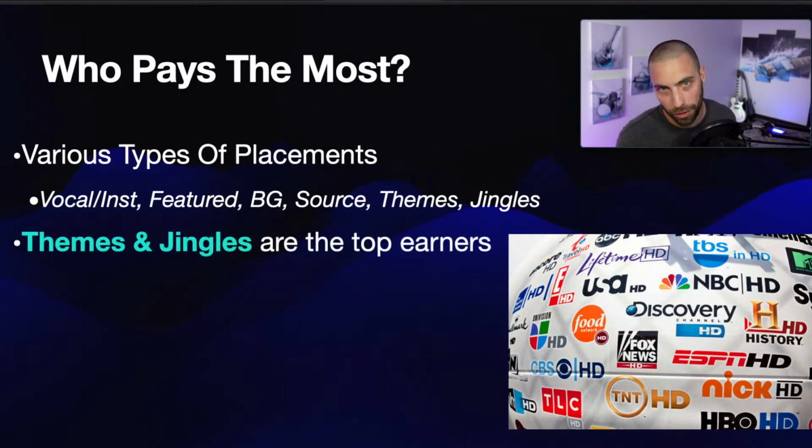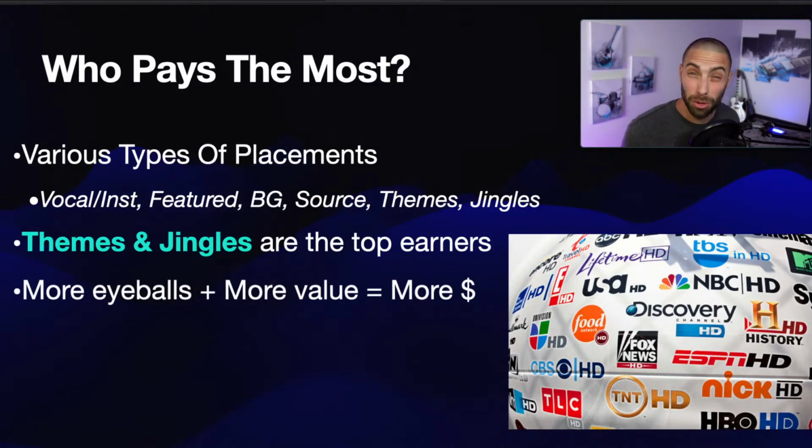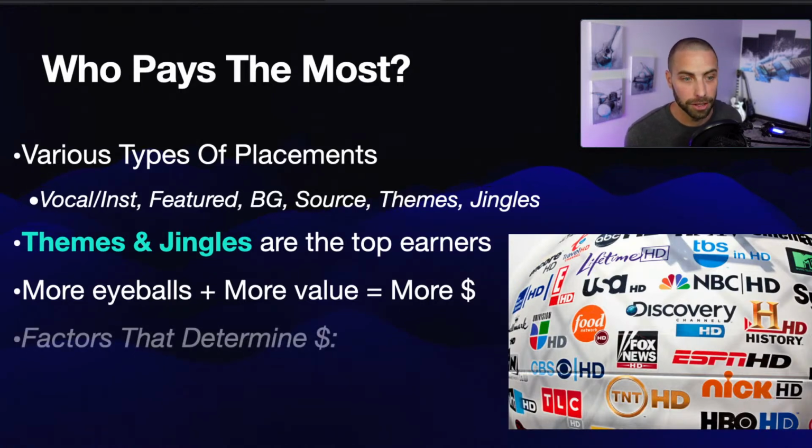Themes and jingles are, of course, the top earners. They provide the most value by tying a piece of music to a brand. More eyeballs generally means more value, so generally you'll get more money for that. Of course, there are exceptions to the rule, but if there are a lot of eyeballs, there's a lot of value your music is providing, and generally you see higher placements and higher royalties.